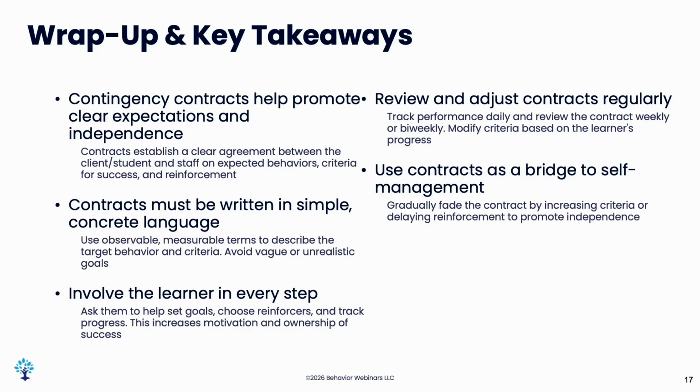This creates ownership of success. Review and adjust contracts regularly to modify the criteria based on the learner progress, and then use contracts to bridge to self-management. They're way more in control of these contracts. From that point, you can go to where they're self-monitoring their own behavior independent of you or any other caregivers.